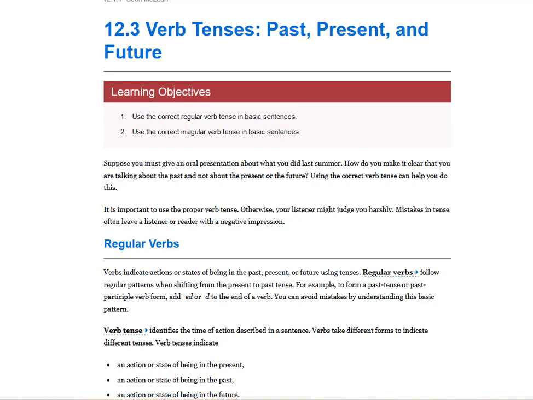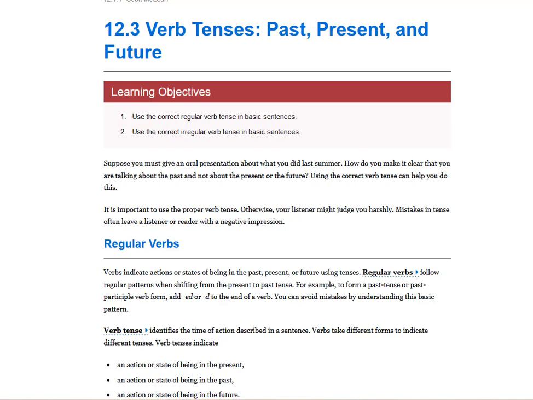Verb tenses, past, present, and future. Suppose you must give an oral presentation about what you did last summer. How do you make it clear that you are talking about the past and not about the present or the future? Using the correct verb tense can help you do this.